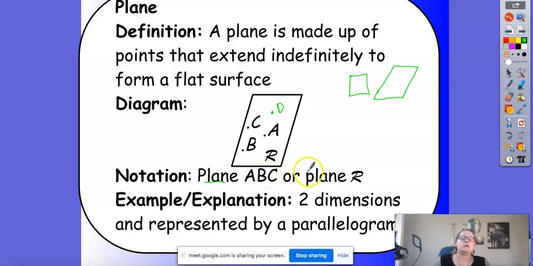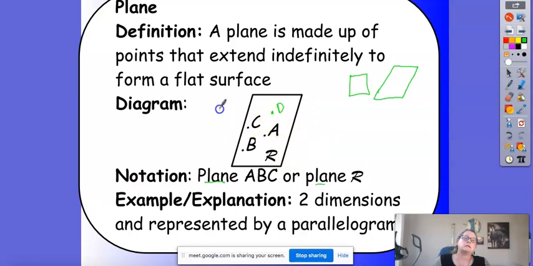The other way that you could notate a plane is to say plane, you have to use the word, and you use a capital scripted R. That is not always on the plane. Only sometimes do you see that little naming convention for the plane. Usually they just have a bunch of points and stuff on the plane.